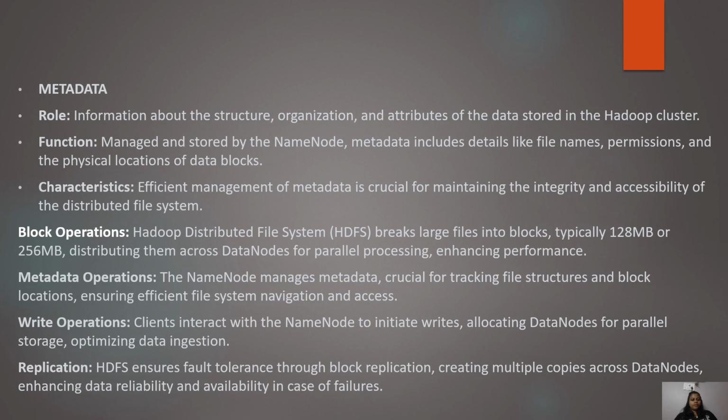Next, we have the block operations. The Hadoop Distributed File System, HDFS, breaks large files into blocks, typically 128 MB or 256 MB, distributing them across data nodes for parallel processing, enhancing performance. Metadata operation: the name node manages metadata crucial for tracking file structures and block locations, ensuring efficient file system navigation and access.